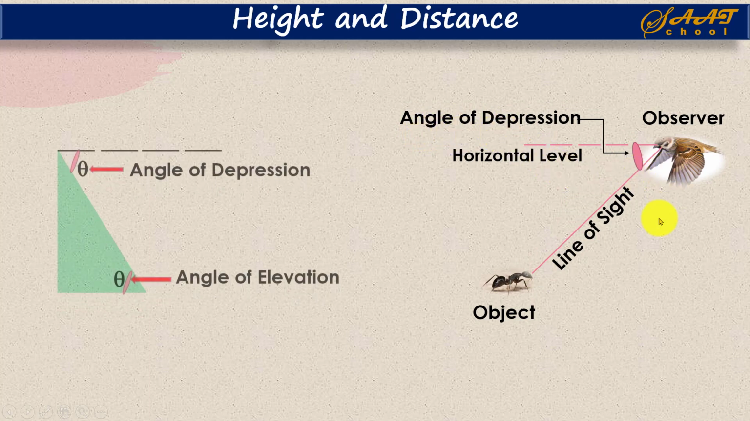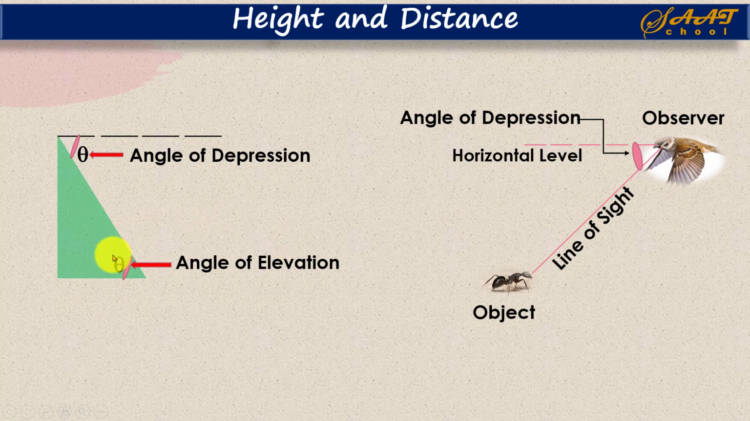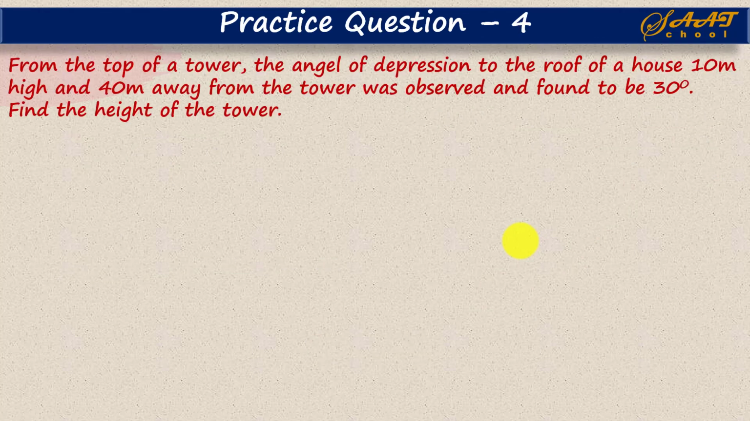So in the previous video we discussed the angle of elevation, which is from lower level to upper level, so this angle. But the angle of depression is opposite, that is from upper level to lower level. So that is the difference. Angle of elevation is from lower to upper, and angle of depression is from higher or upper to lower. So that's the difference between the angle of elevation and angle of depression.